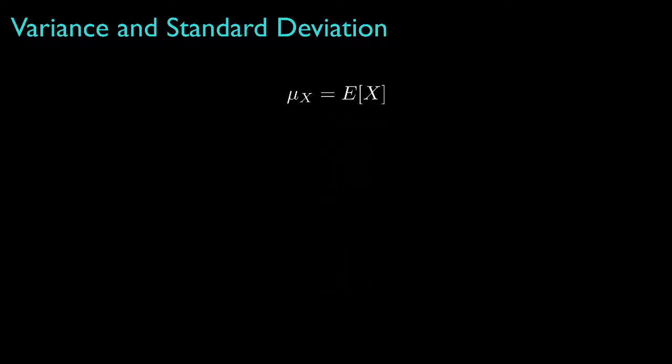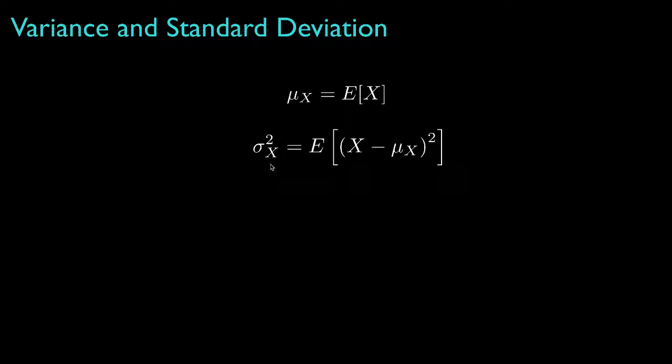As we said earlier, the mean for a random variable is simply the expected value for that random variable, and we often use the Greek letter mu to denote the mean for a random variable. And here we've included a subscript x to show that mu represents the mean for the random variable, called x.